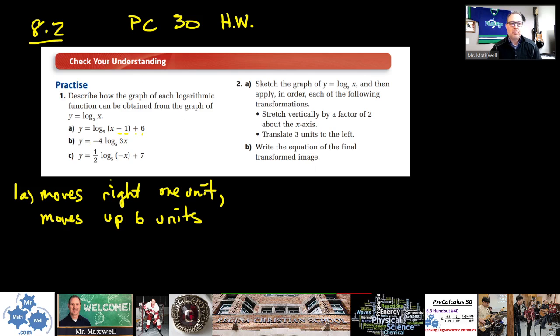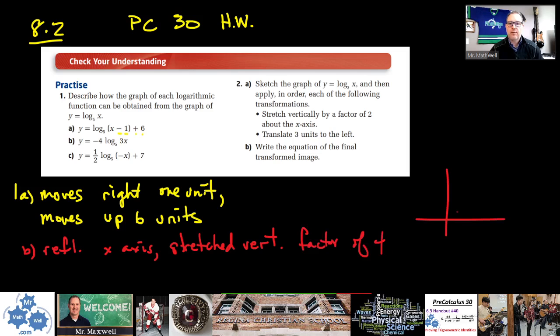What about B? So 1b, we have an a value of negative 4. If you remember what happens with a, it stretches it vertically. And of course, if we have a negative a value, that flips it vertically as well. So this is going to be a reflection in the x-axis. That's what the negative does. It's also going to be stretched vertically by a factor of 4.